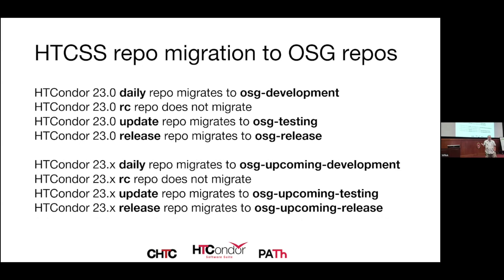Now, from HTCSS, we migrate to the OSG repos. And so the daily repo migrates into OSG development. The CHTC repo doesn't go anywhere. And then the update, which is our testing repo, goes into OSG testing, and release migrates into release. And so that's 23.0, 23X. They all migrate to their respective development, testing or release. So the OSG and the Condor versions and releases are very tightly tied together there.